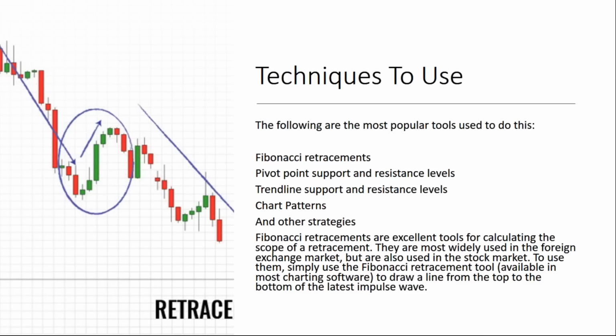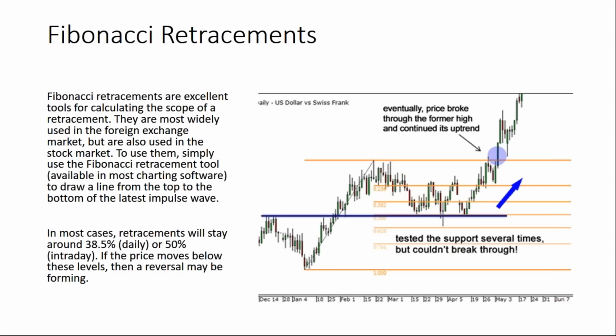And simply use the Fibonacci tool, and it's available on every charting system, to draw a line on the top and the bottom of the latest impulse wave. And these impulse waves, if you don't know, they come from Elliott waves, and this is the rule that the market moves in a 5-leg cycle up, then a 3-leg cycle down, and a 5-leg cycle back up again. Now, Fibonacci retracements are excellent tools for calculating the scope of the retracement. Okay. Now, in most cases, retracements will stay above the 38.5 level. So in other words, we saw the market here.